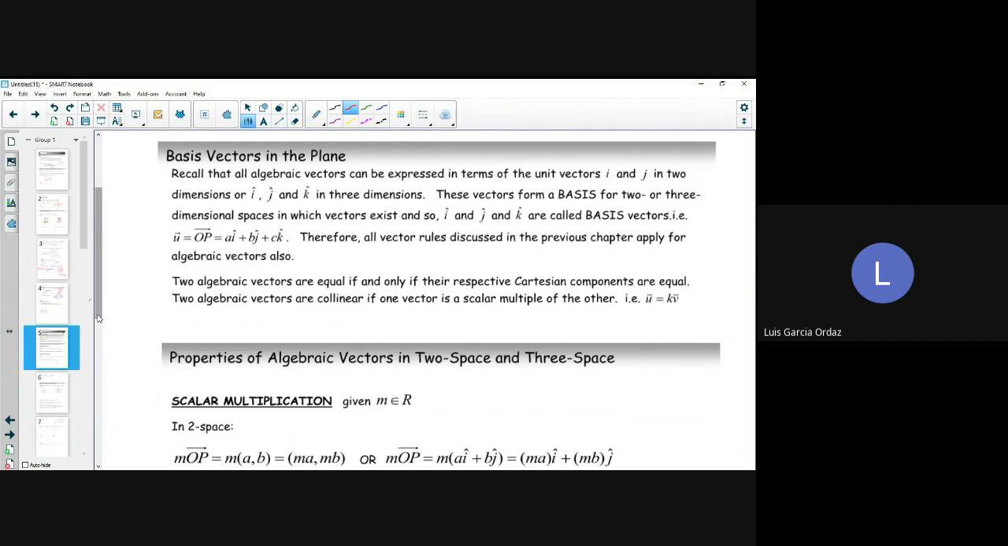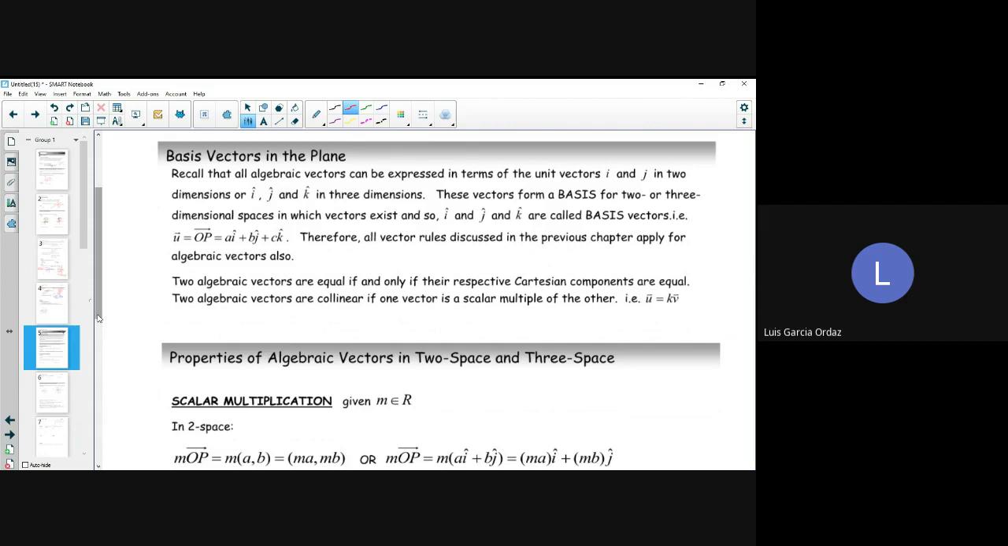So vector u, which is the same thing as vector OP, or the resultant, is equal to a times vector i plus b times vector j plus c times vector k. Therefore, all vector rules discussed in the previous chapter apply for algebraic vectors as well. Two algebraic vectors are equal if and only if the respective Cartesian components are equal, and two algebraic vectors are collinear or parallel if one vector is a scalar multiple of the other.